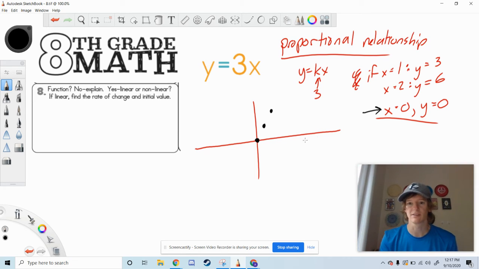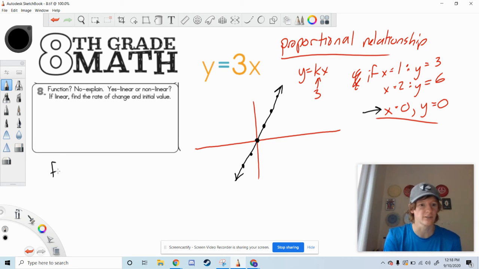Now this will continue. We could say 3 would be 9. -1 would be -3. -2 would be -6. And you probably can recognize that this is going to be a line. So that's the line for y equals 3x. Now we need to talk about what a function is. Function.